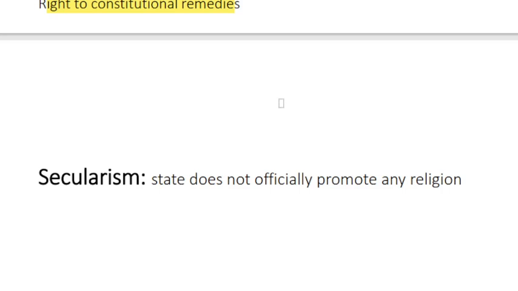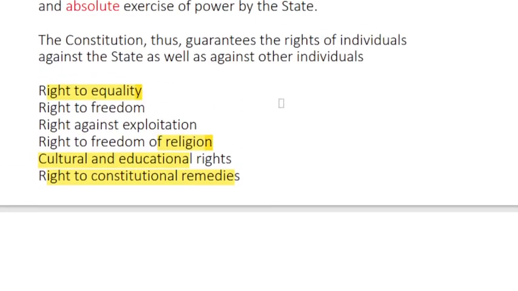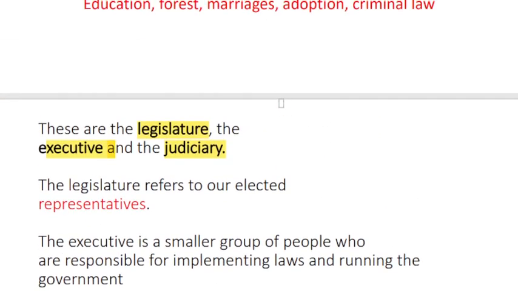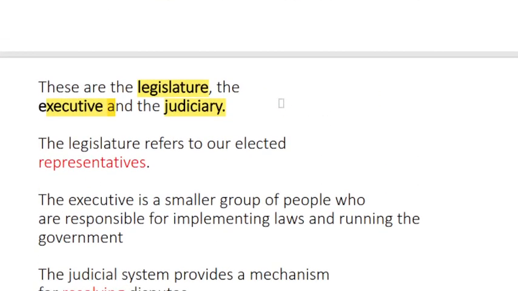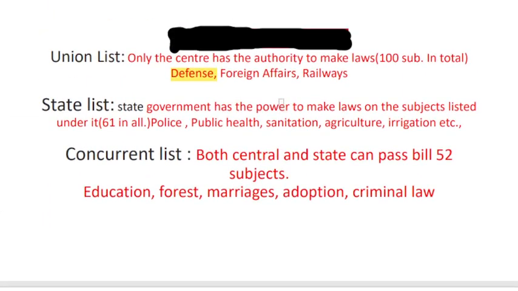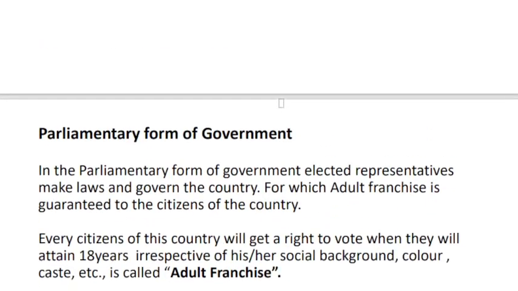Okay, these are some features of the Indian Constitution. This is a very important question for tomorrow's exam. Once all of you have seen this video, note down these important points and prepare well.